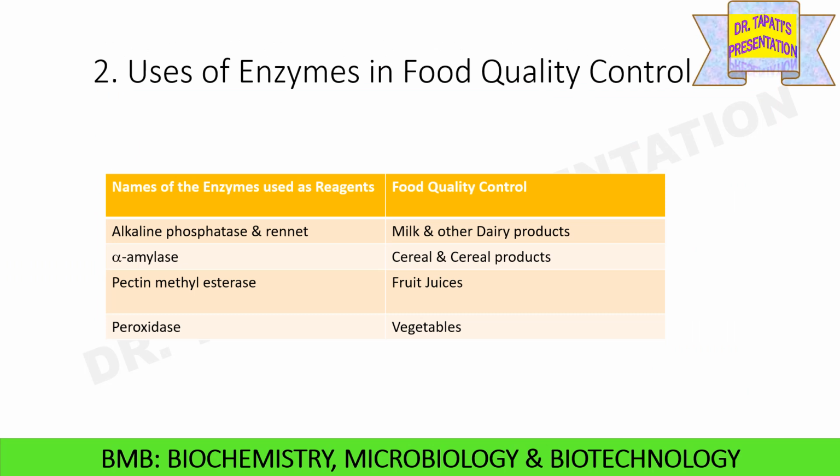Let's see a few other names of enzymes which are used in food quality control. Alkaline phosphatase and rennet enzyme activities are measured for the quality control of milk and other dairy products. Alpha amylase activity is measured in order to check cereal and cereal products quality. Pectin methyl esterase enzyme activity is checked for the quality control of fruit juices. Peroxidase enzyme activity is measured for the quality control of vegetables.